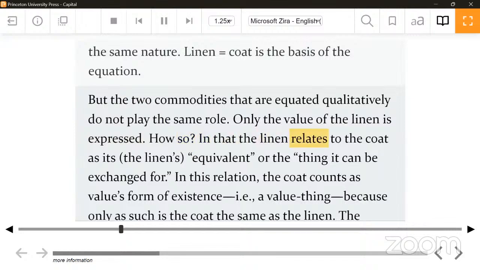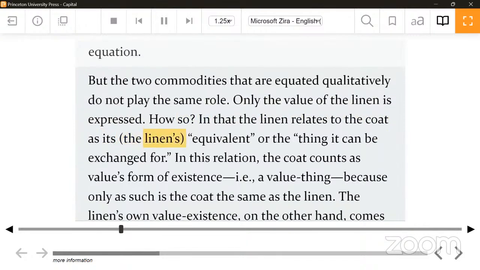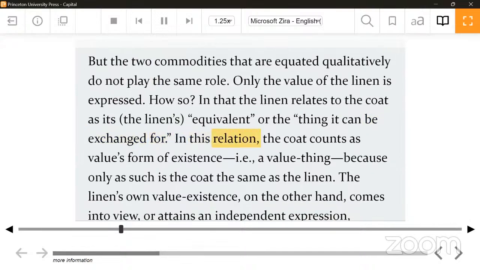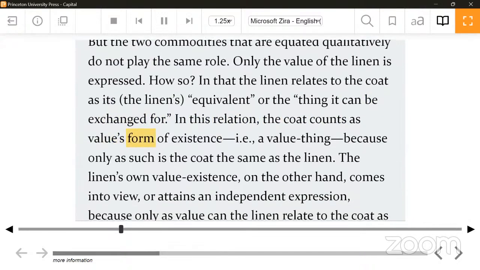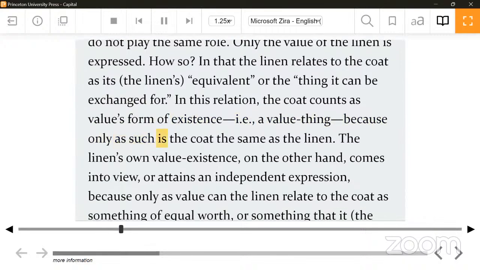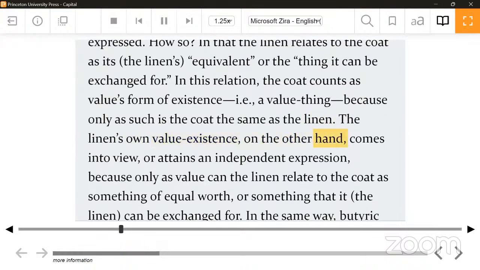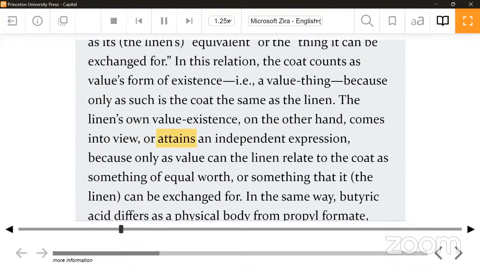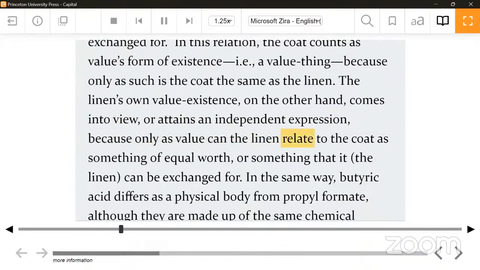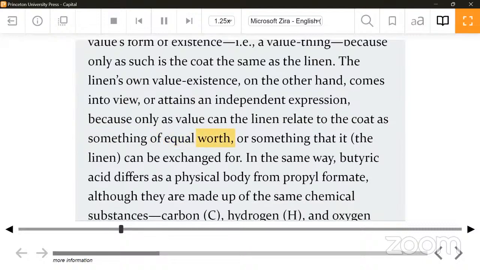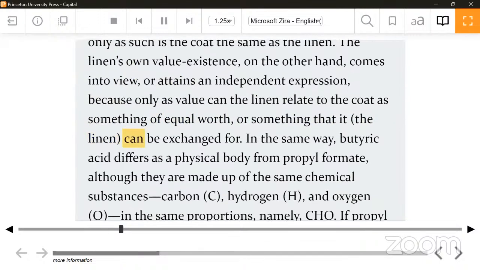How so? In that the linen relates to the coat as its, the linen's, equivalent or the thing it can be exchanged for. In this relation, the coat counts as value's form of existence, i.e., a value thing, because only as such is the coat the same as the linen. The linen's own value existence, on the other hand, comes into view, or attains an independent expression, because only as value can the linen relate to the coat as something of equal worth, or something that it, the linen, can be exchanged for.